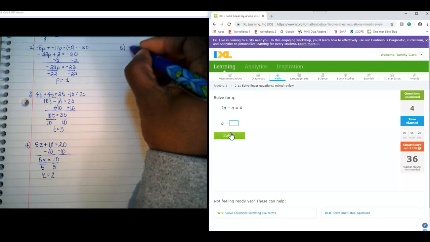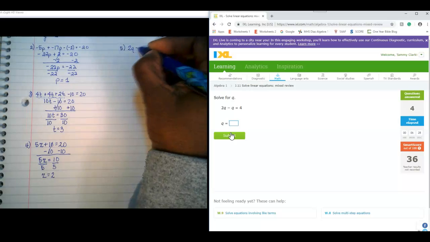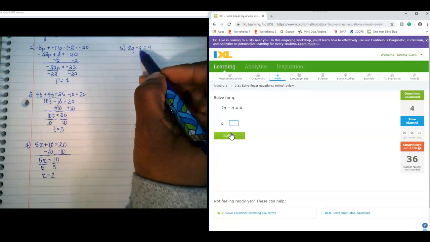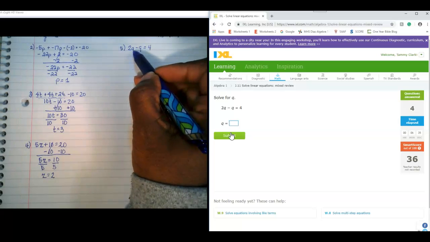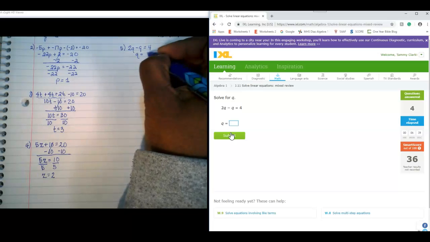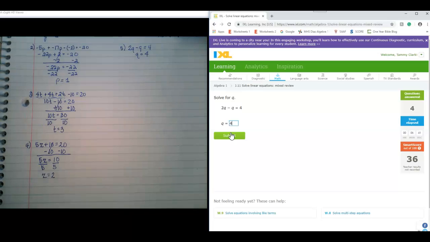We've got 2q minus q equals 4. Well, let's go ahead and combine like terms here. 2q, if I have 2 q's and I take one away, I'm left with a q. So q is equal to 4.